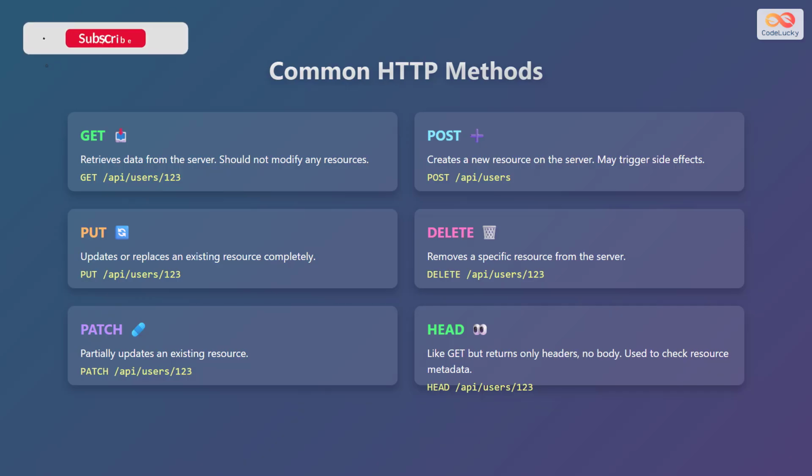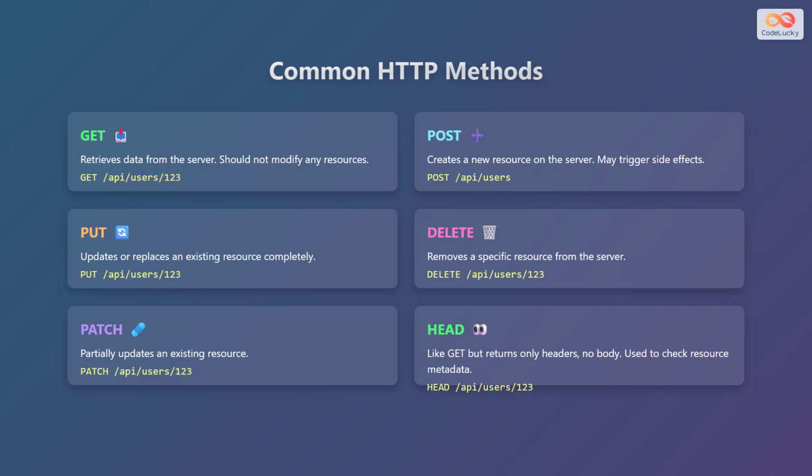The POST method creates a new resource on the server and may trigger side effects. For example, POST /api/users could create a new user. The PUT method updates or replaces an existing resource completely. The DELETE method removes a specific resource from the server. For example, DELETE /api/users/123 would remove user with ID 123.